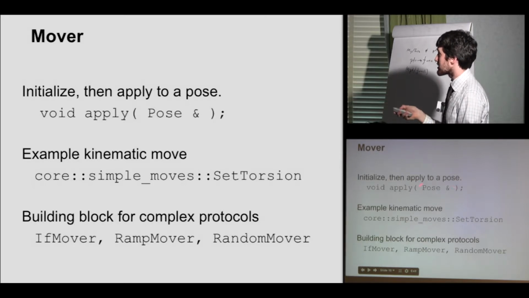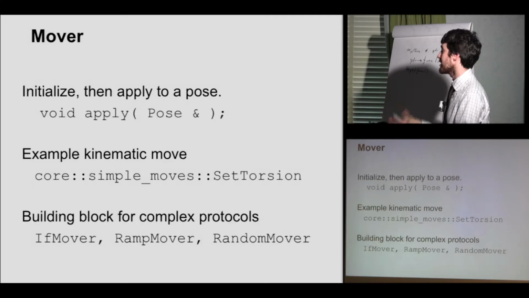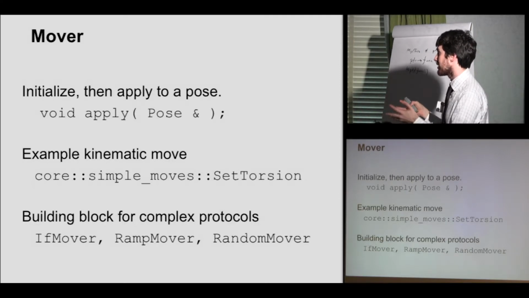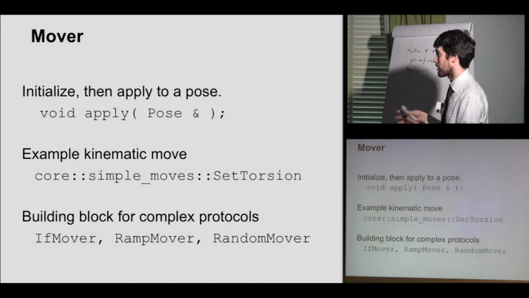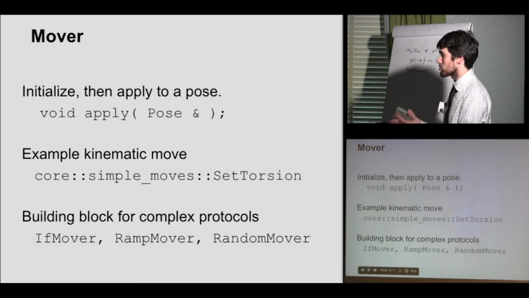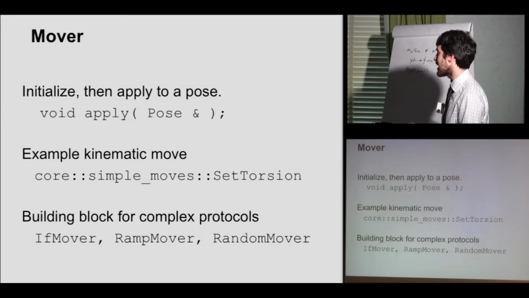But this concept of a mover has been more generalized to basically a protocol. A mover can call other movers, which can call other movers. And so it turns into sort of a generic language for writing protocols. Later we'll look at how this fits into the Rosetta scripts framework for allowing people to write protocols in XML format. Just as an example, there's an if mover, which evaluates something to be true or false, and then evaluates one mover if it's true and another mover if it's false. So you can sort of see how these different movers can be combined into arbitrarily complex protocols.